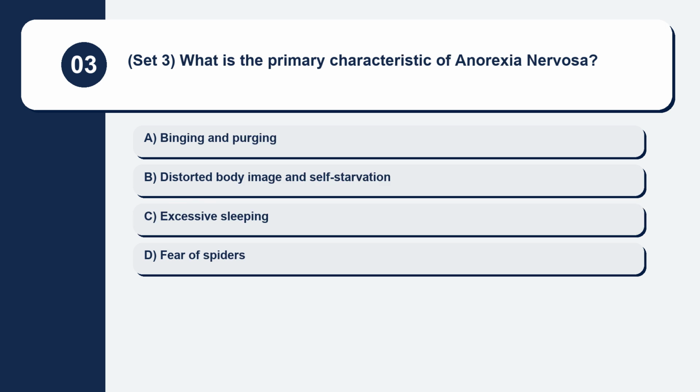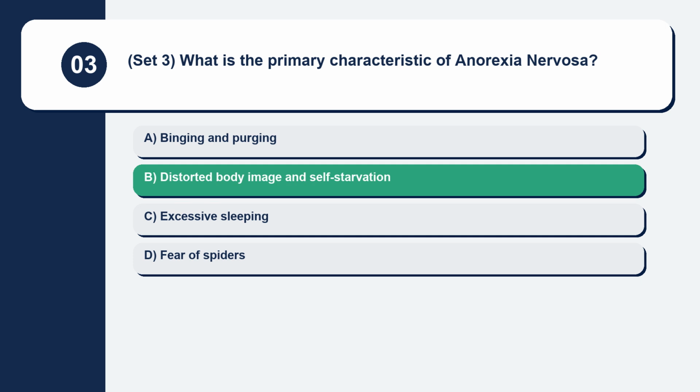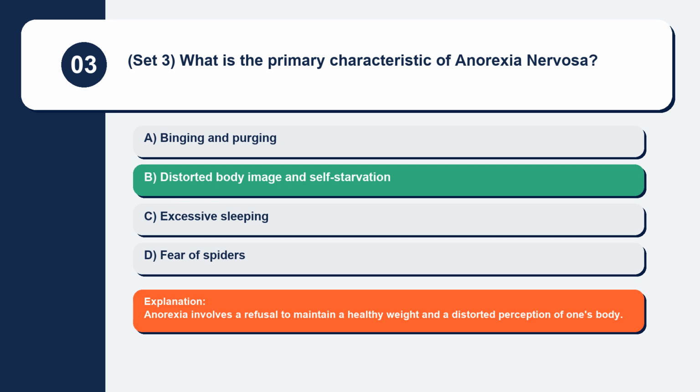Question 3, Set 3. What is the primary characteristic of anorexia nervosa? Binging and purging, distorted body image and self-starvation, excessive sleeping, fear of spiders. Anorexia involves a refusal to maintain a healthy weight and a distorted perception of one's body.